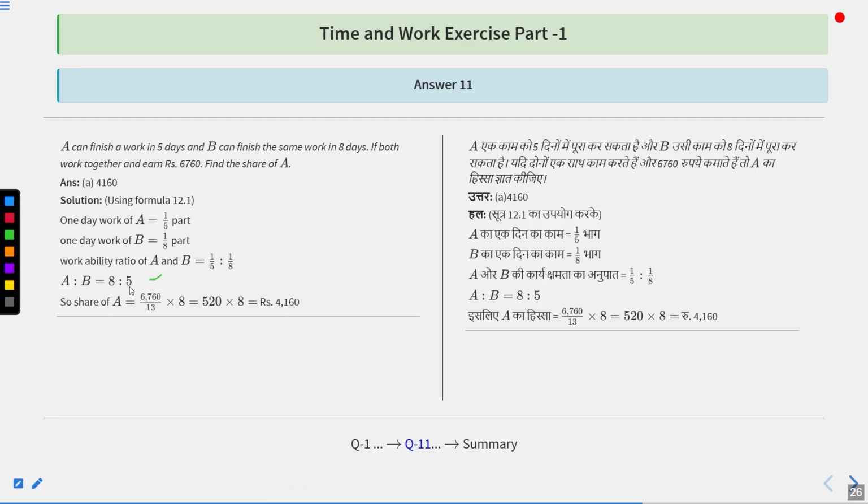So here the wages will be also distributed in the ratio of 8 ratio 5. So share of A out of total 6,760 is going to be how much? 8 upon 13 of 6,760. That is 520 into 8. That is 4,160 rupees. Option number A is the right answer.